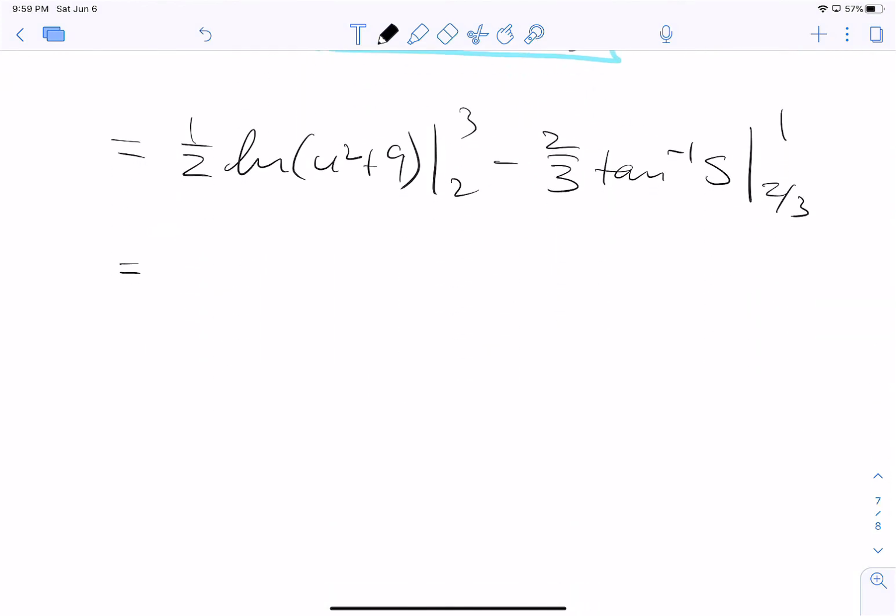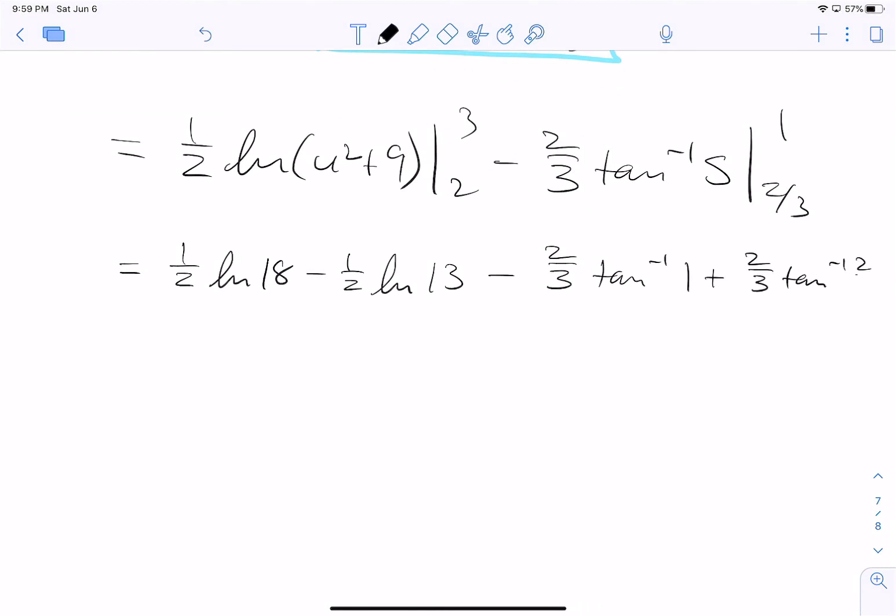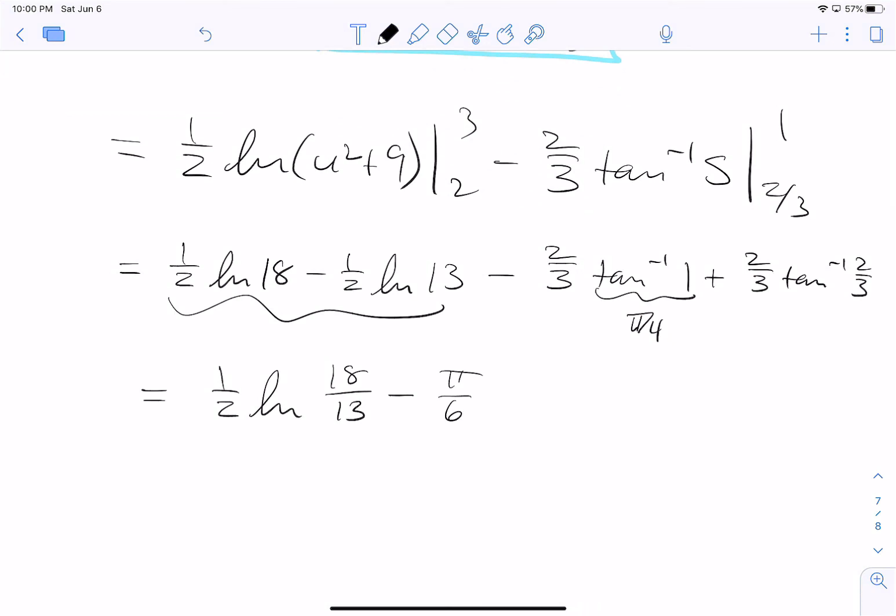As we evaluate this, we are going to end up with 1/2 times the natural log of 18 minus 1/2 times the natural log of 13 minus 2/3 times the inverse tangent of 1 plus 2/3 times the inverse tangent of 2/3. The inverse tangent of 1 is, of course, pi over 4. And we can combine the natural logs. My final answer is going to be 1/2 times the natural log of 18 over 13 minus pi over 6 plus 2/3 times the inverse tangent of 2/3.